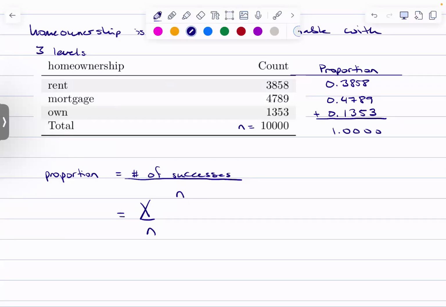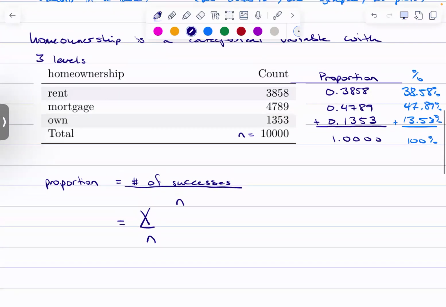A proportion is just a percentage, sort of, right? Multiply it by 100 and we get a percent. And so here, I get 38.58%, 47.89%, and 13.53%, which of course should add up to 100%. We use percentages because our brains do a really good job of understanding percentages, right? So a lot of research has been done, and kind of the reason we do the things that we do is because our brains work in certain ways. And we can understand information easily if it's in percentages, right?